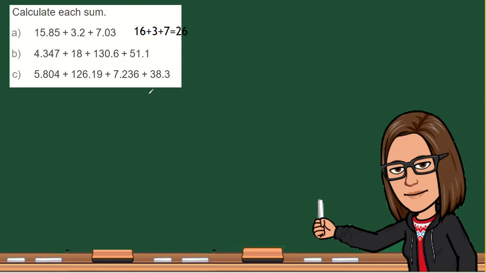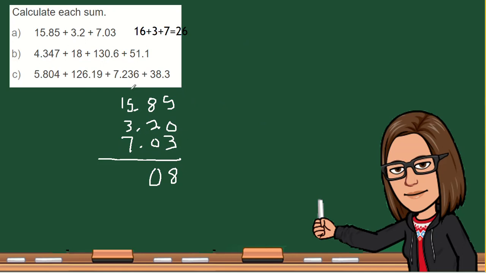Now when I add them, I have to line up my decimals. So it's going to be 15.85. Then it's going to be 3.20. We add the 0, and then 7.03. And then you add them up. 5 plus 3 is 8. 8 plus 2 is 10, and I have to carry the 1, and then I put my decimal because it's going to go straight down. 5 plus 3 is 8, plus 1 is 9, plus 7 is 16, and then you carry your 1, and then that would be 26.08.